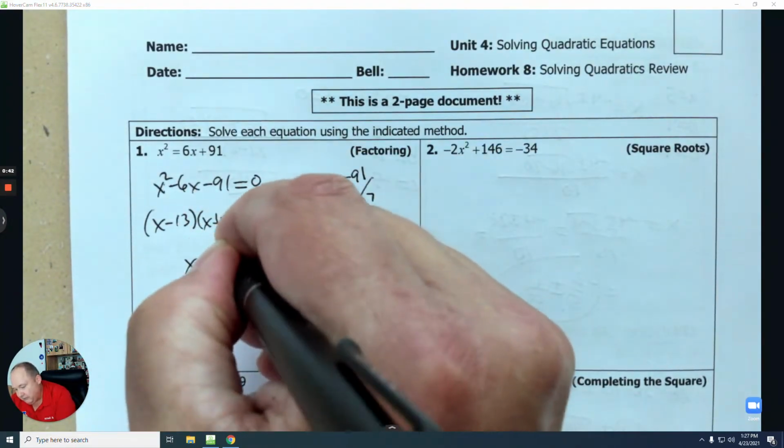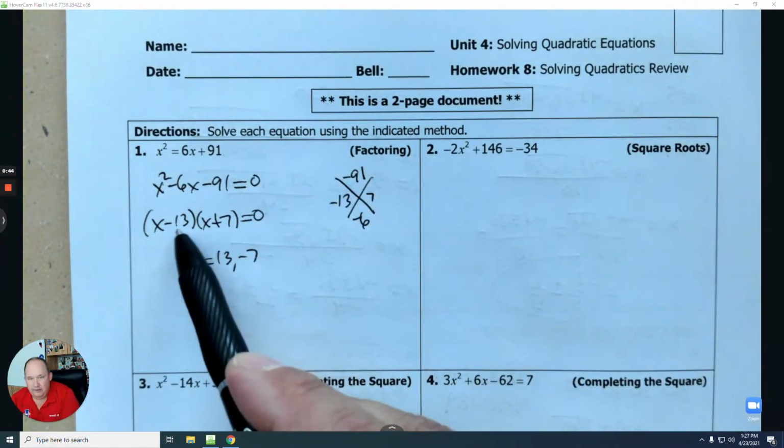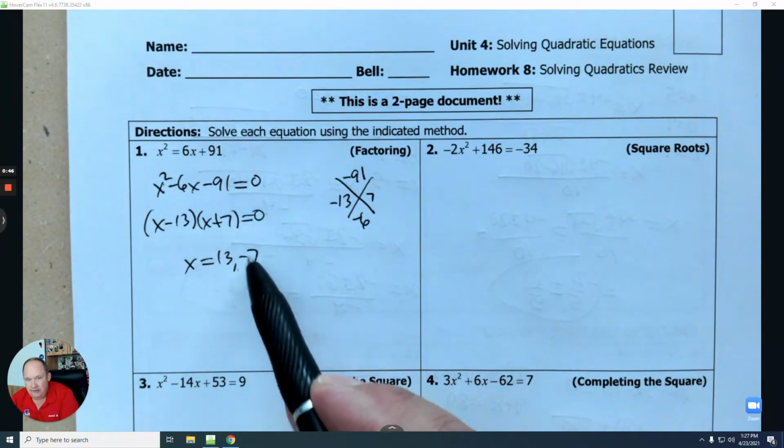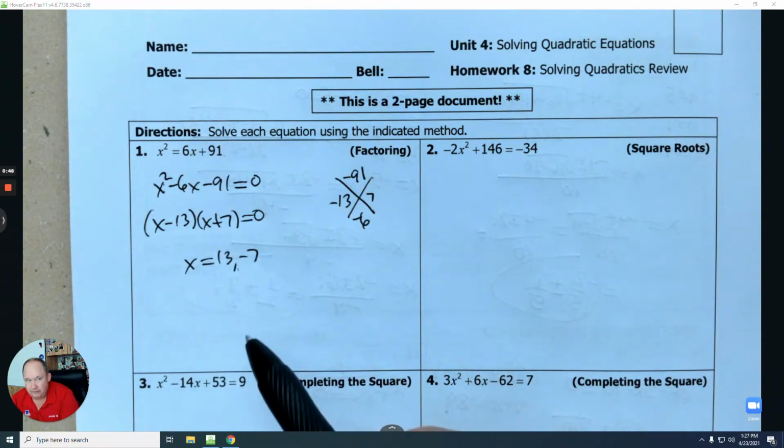Each factor has a solution. So I do the inverse. So positive 13 and negative 7 are the zeros for each factor.